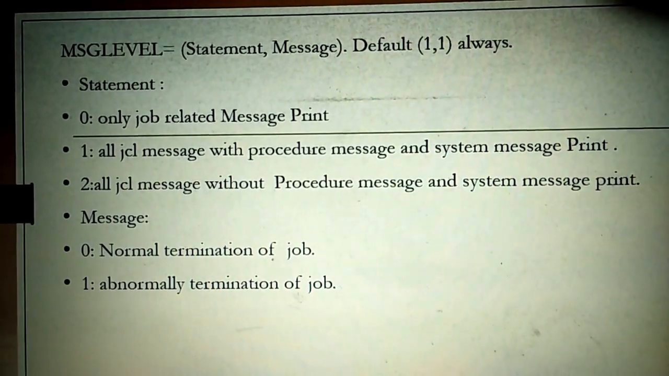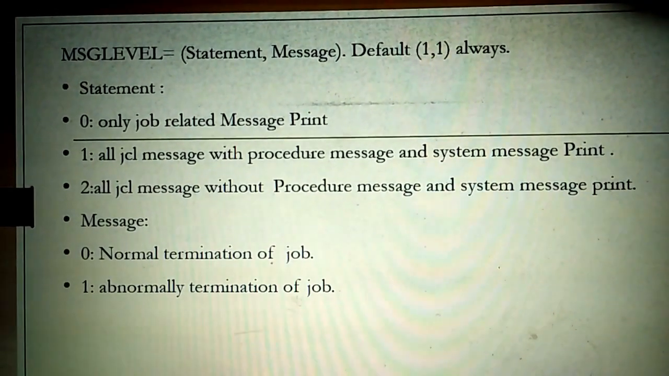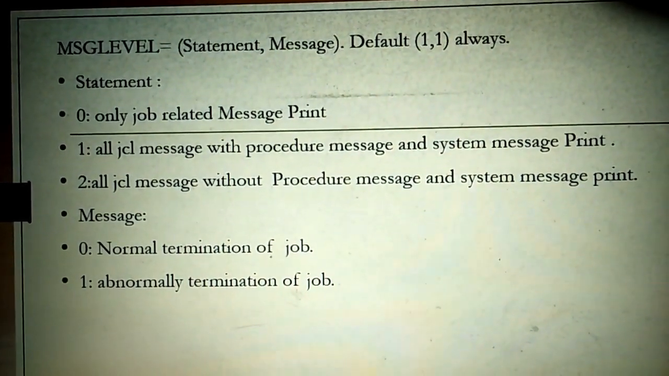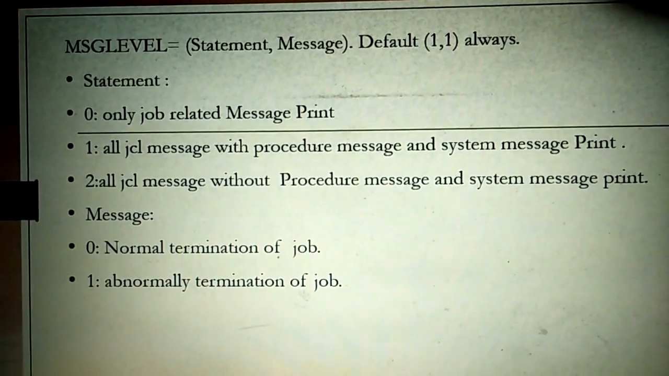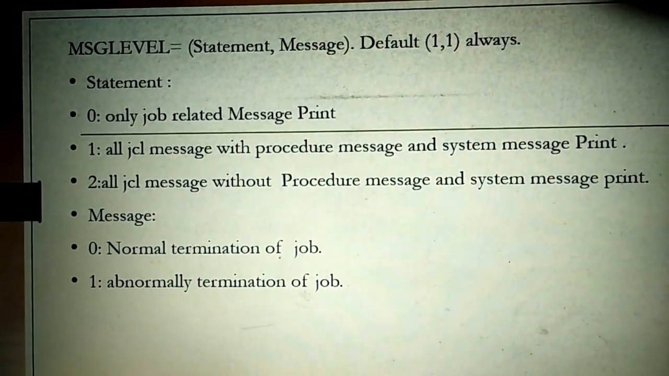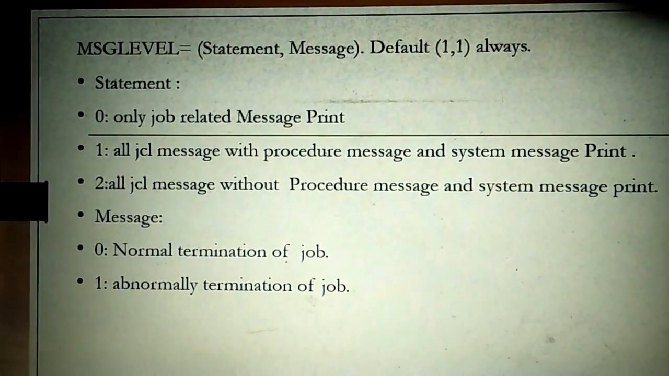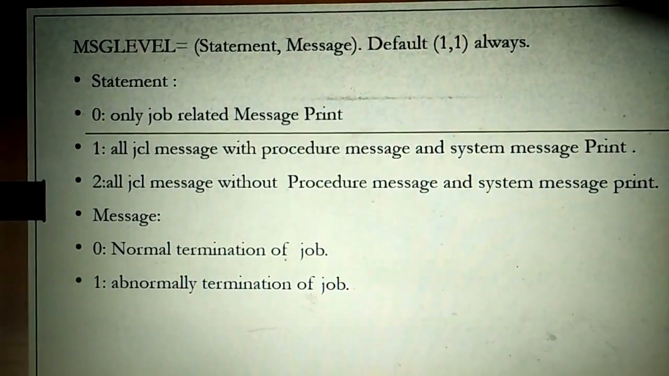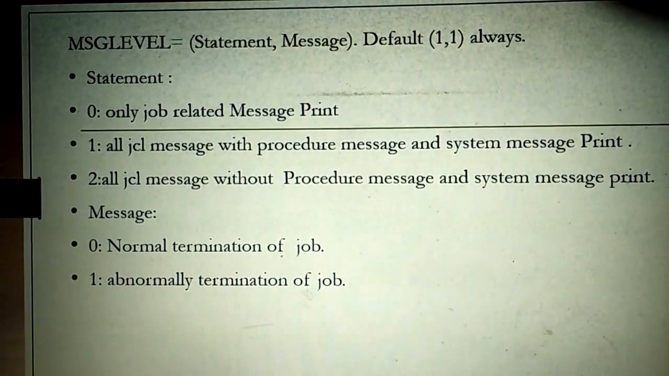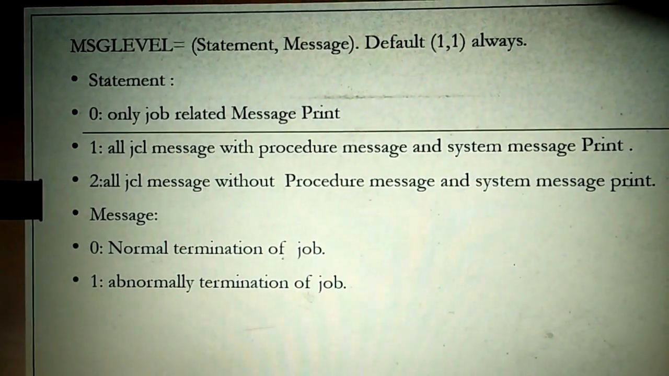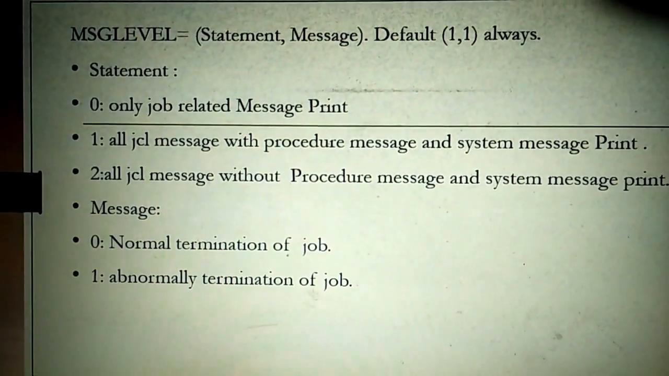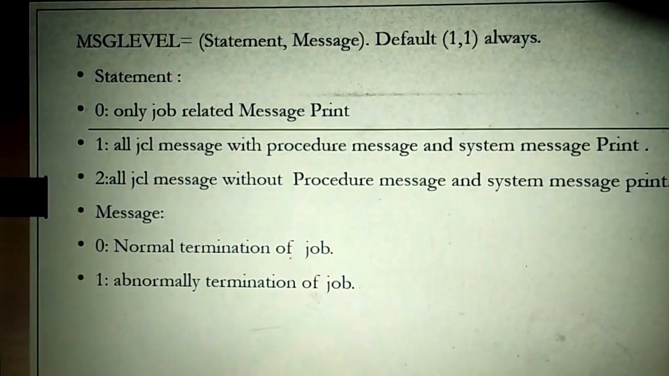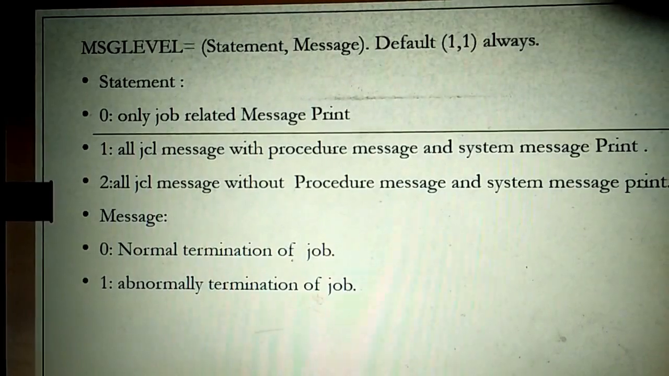Then message means normal execution, normal termination of the job, or abnormal termination, meaning successful or unsuccessful execution of the job. So if the user mentions 0 1, 0 1 2, or 0 2 1, whatever, it depends on whether the job was successful or unsuccessful. If not sure, sometimes it will take 1 1 1 by default.